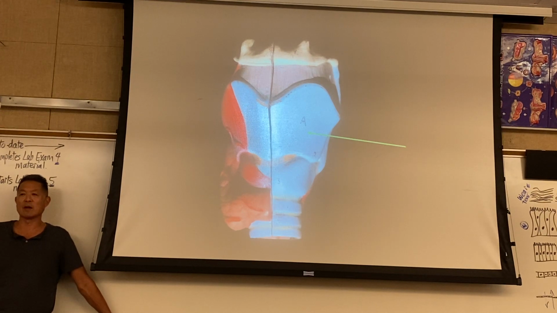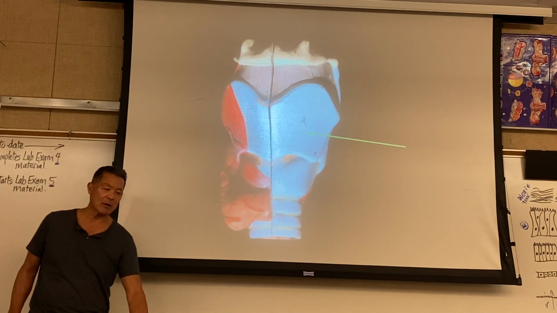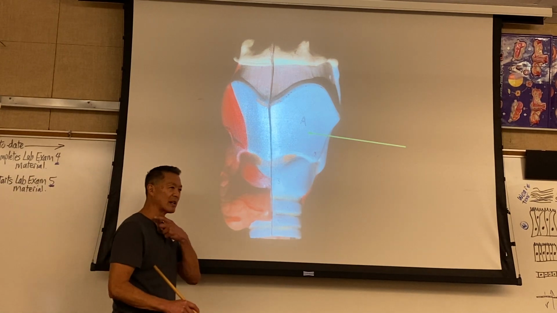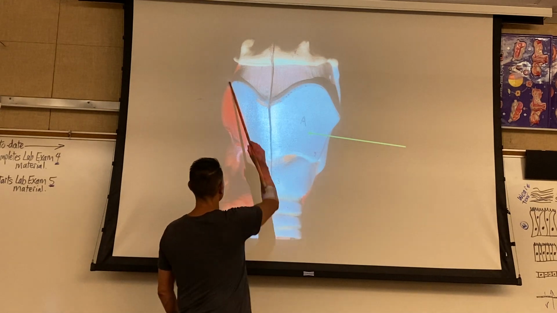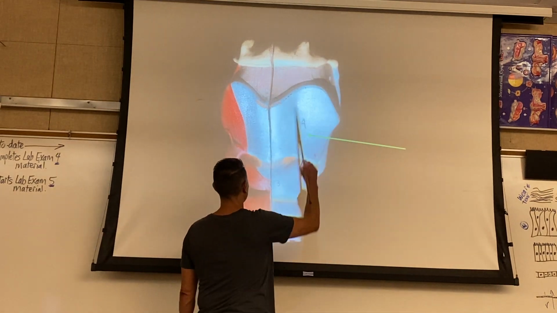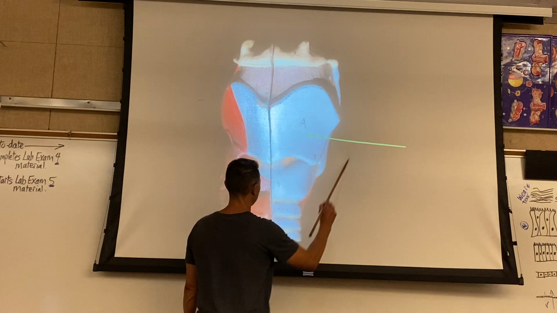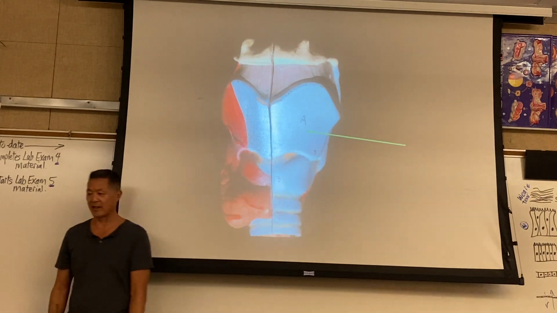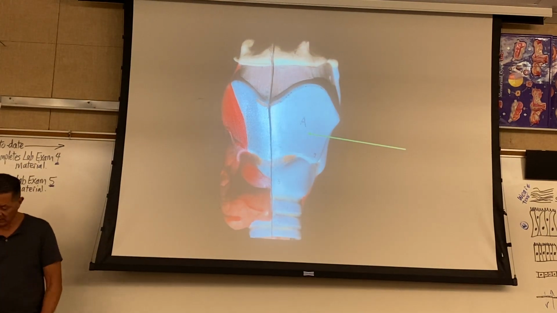Last lab exam we had thyroid gland. So if you just say thyroid, I don't know which one you're talking about. Thyroid cartilage is stiff hyaline cartilage. By the way, you remember how the thyroid gland is shaped like a bow tie? It goes right here. That's why they're named that.